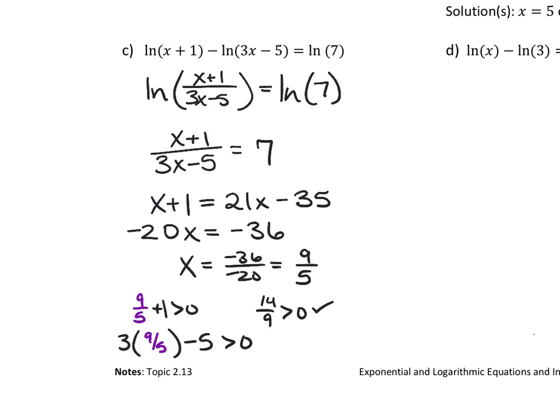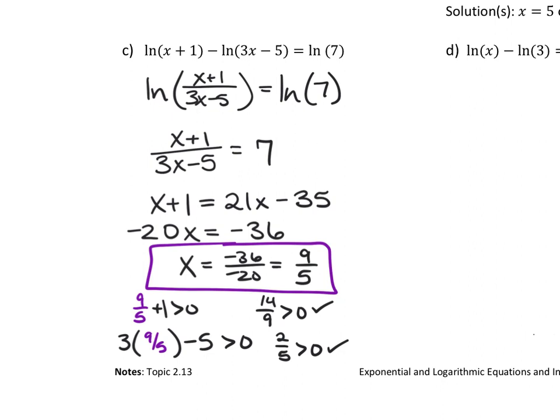3 times 9/5, if we're doing the math on that, is 27/5. When you subtract 5, you get 2/5. Is 2/5 greater than 0? Yes, so we're good. We can actually say that x is equal to 9/5. We're good in saying that's the solution.